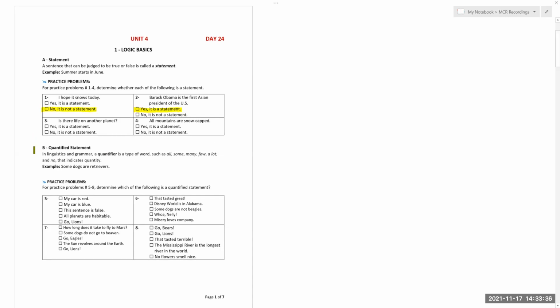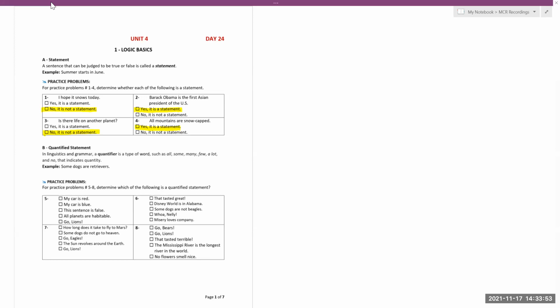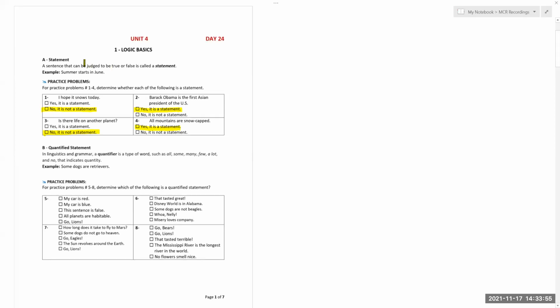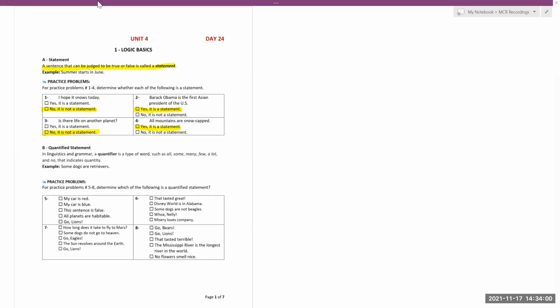Is there life on another planet? Is a question, not a statement. We can't deem it true or false. So it's not a statement. All mountains are snow-capped, though, is a statement. Whether it's true or false, we can definitely see, are all mountains snow-capped or not? So that's the idea of a statement. It's a sentence that can be judged to be true or false.